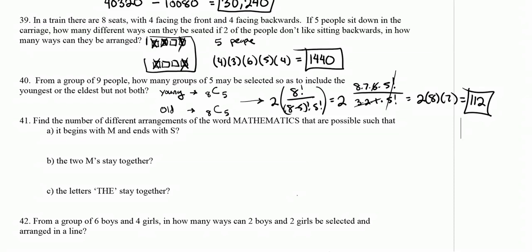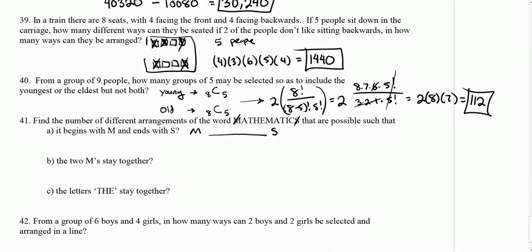Number 41, find the number of different arrangements of the word mathematics that are possible such that it begins with an M and ends with an S. So if we're fixing an M in the beginning and an S at the end, we're taking 2 letters out of the mix. So let's say I've taken that one out and that one out.